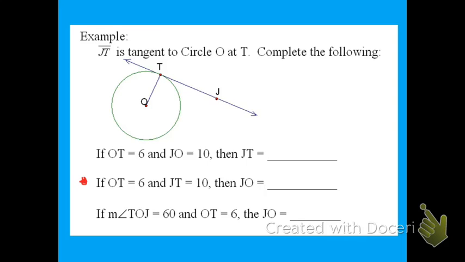So it says OT is 6 and JT is 10. And we remember that this angle is 90 degrees because it's a radius and a tangent. So it's saying find JL. So let's draw it. Well, now we need to use the Pythagorean theorem because 6, 10, blank isn't a Pythagorean triple. So we have 6 squared plus 10 squared equals x squared.